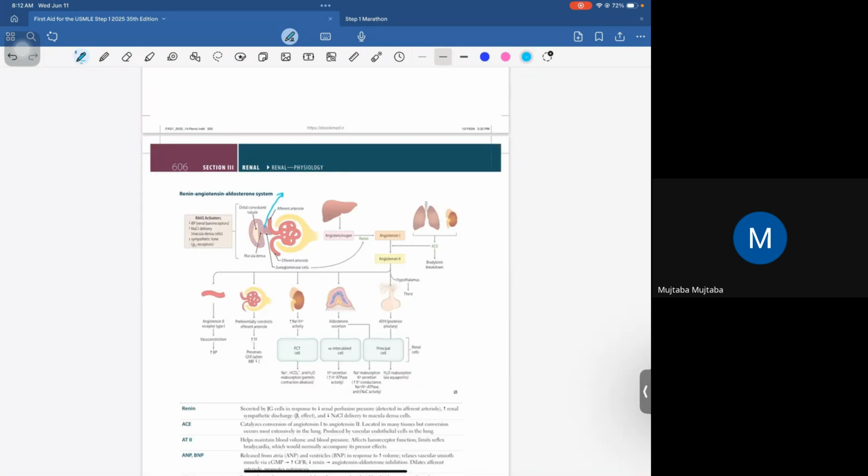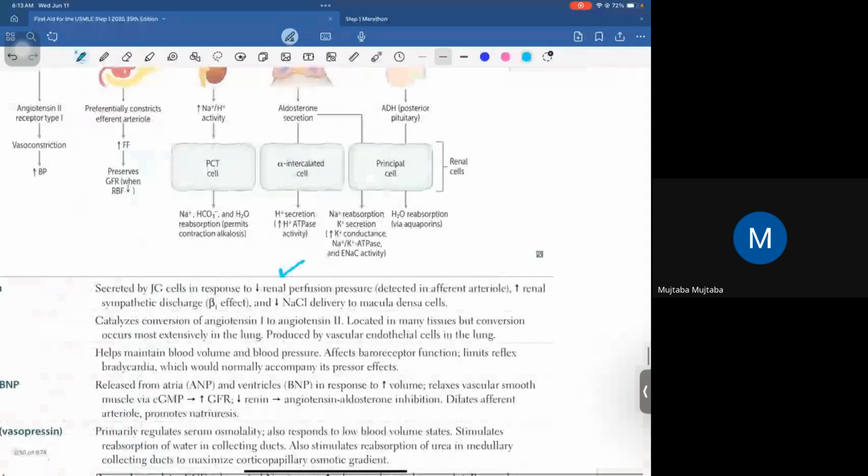Whenever you have low renal pressure, whenever the renal plasma flow or renal blood flow is reduced, this is going to be detected by the macula densa as well as the afferent arteriole, especially the juxtaglomerular apparatus. When pressure is low, the sympathetic system is activated. The sympathetic system is activated whenever you are having a fight or flight response. At the same time, the NaCl delivery to the macula densa is less.